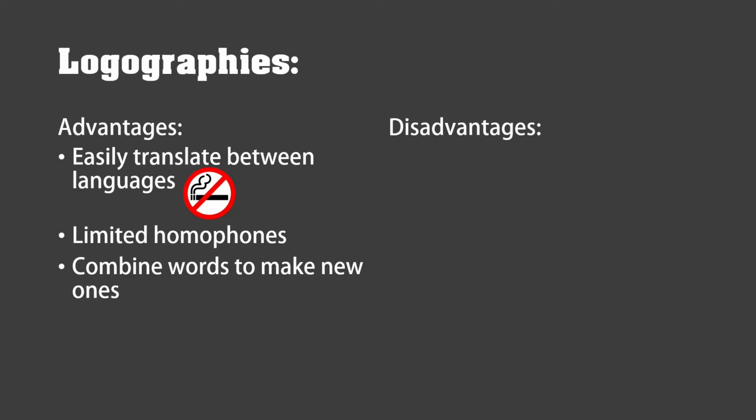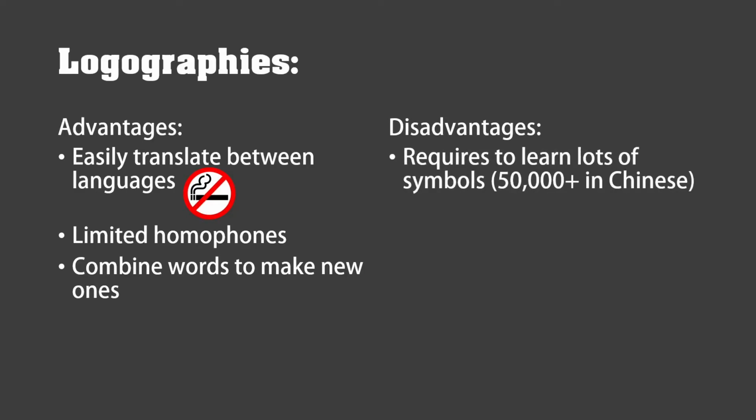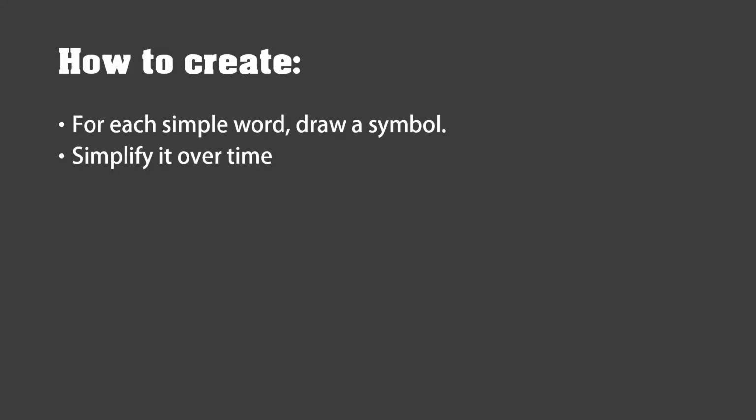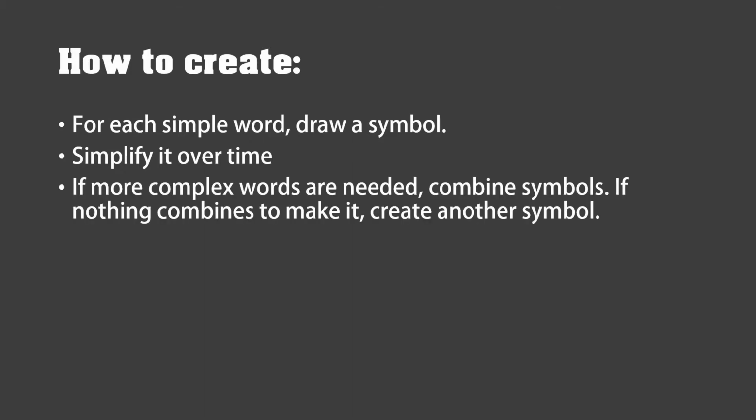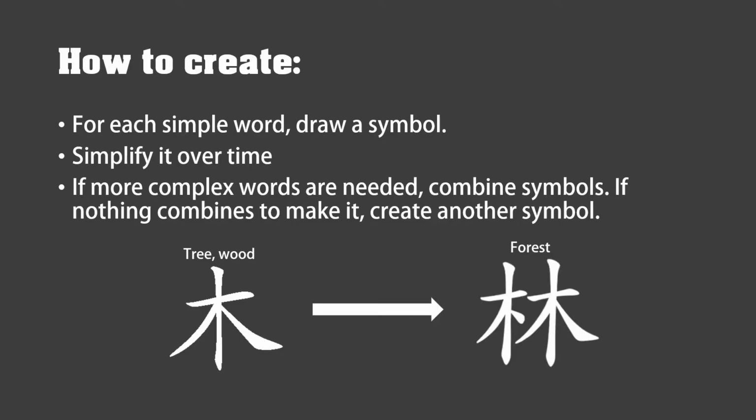There are some disadvantages. The first one is that they require lots of symbols to learn, 50,000 in Chinese, that's a lot of symbols, and the symbols can become quite complicated. So how do we create them? For each simple word, you just draw a symbol, and then you simplify it over time, and if more complex words are needed, you just combine symbols, and if nothing combines to make it, you just create a new symbol. As we see here, that's the modern Chinese symbol for tree or wood. There's a more complicated one for ancient Chinese, but they've obviously simplified it over time, and that turns into forest by just adding a second one.